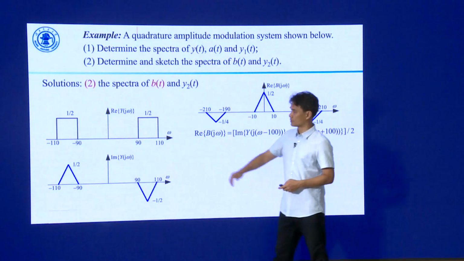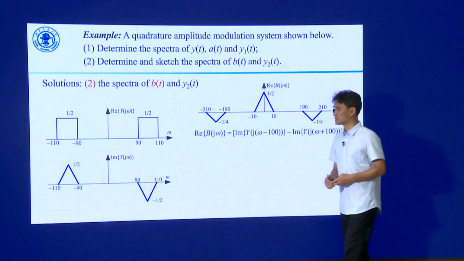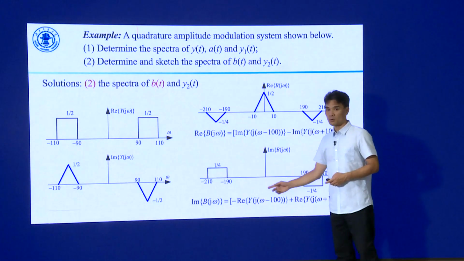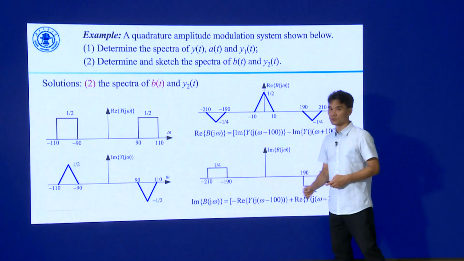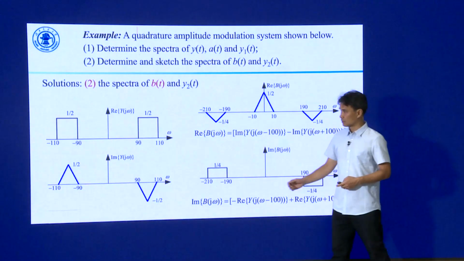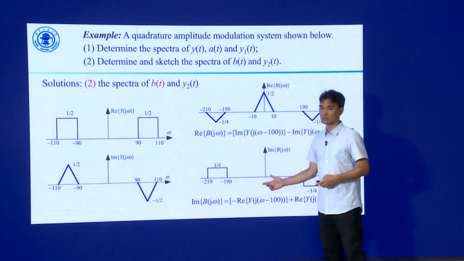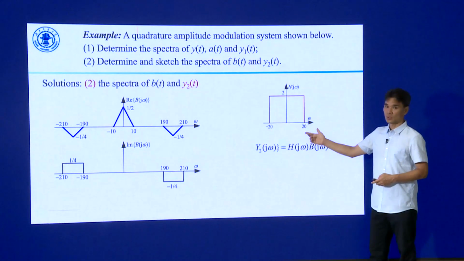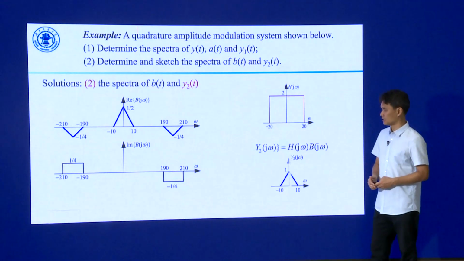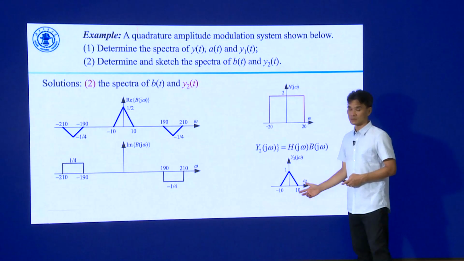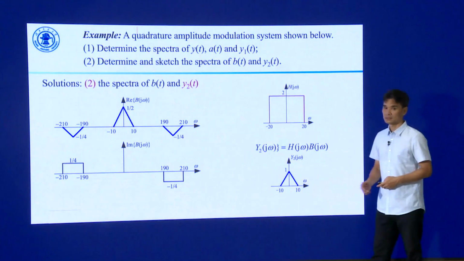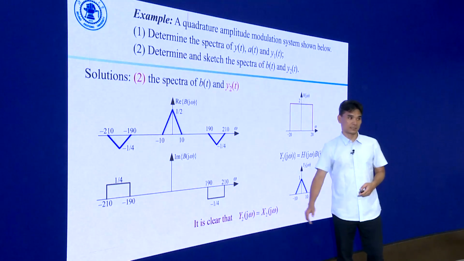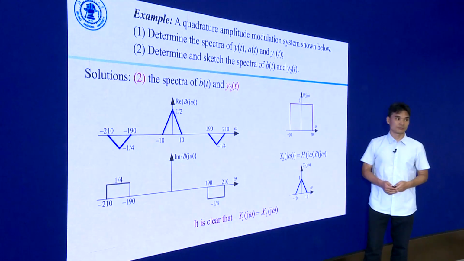But for the real part, if we do the same operation, the components at the DC area and the surrounding, the waveforms will be canceled out. So after the ideal low-pass filter, only the second signal spectrum will be retained. And clearly, it is identical to the second input signal.